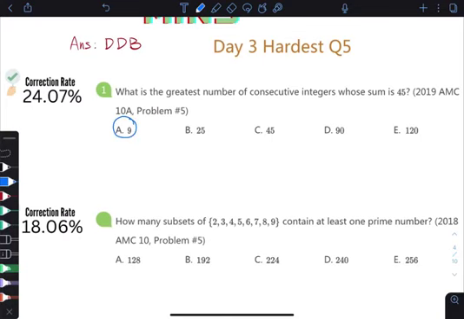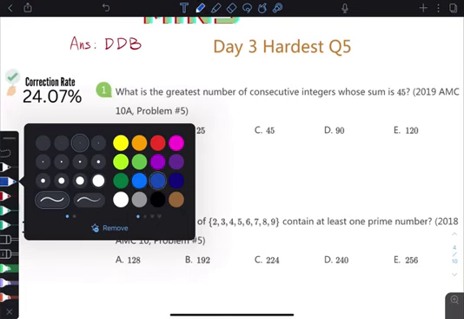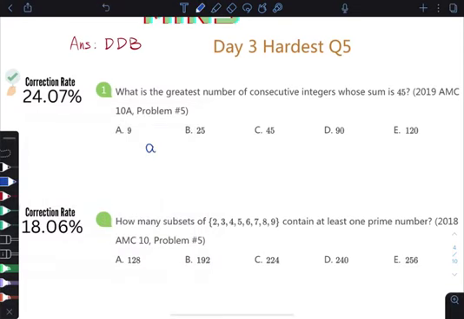So let's think about the arithmetic sequence with a common difference of 1. At the very beginning you don't know the first term, right? So let's assume the first term is a, and the greatest number of terms is capital N. The first term is a, the next term is a plus 1, and the last term is a plus N minus 1. The formula for the sum is the first term plus the last term, times the number of terms, divided by 2.